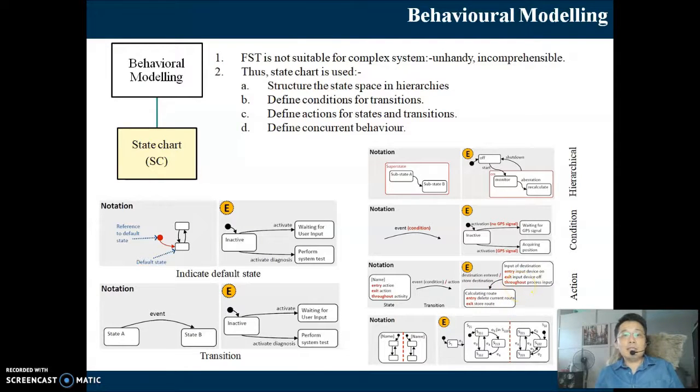Last but not the least, state chart also allows concurrent behavior. So in that one state, you will split it into half. That will allow two different substates. It's not a choice between left or right, but both are being executed at the same time. So it allows concurrency. State chart allows concurrency.